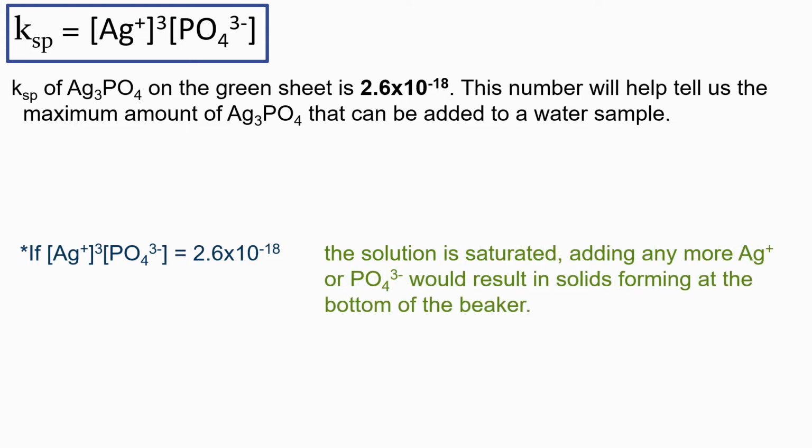But if the silver ion concentration cubed multiplied by the phosphate concentration is equal to the maximum dissolvable amount, that number on the green sheet, then that means the solution is saturated. Adding any more silver ion or phosphate ion would result in solids forming at the bottom of the beaker.